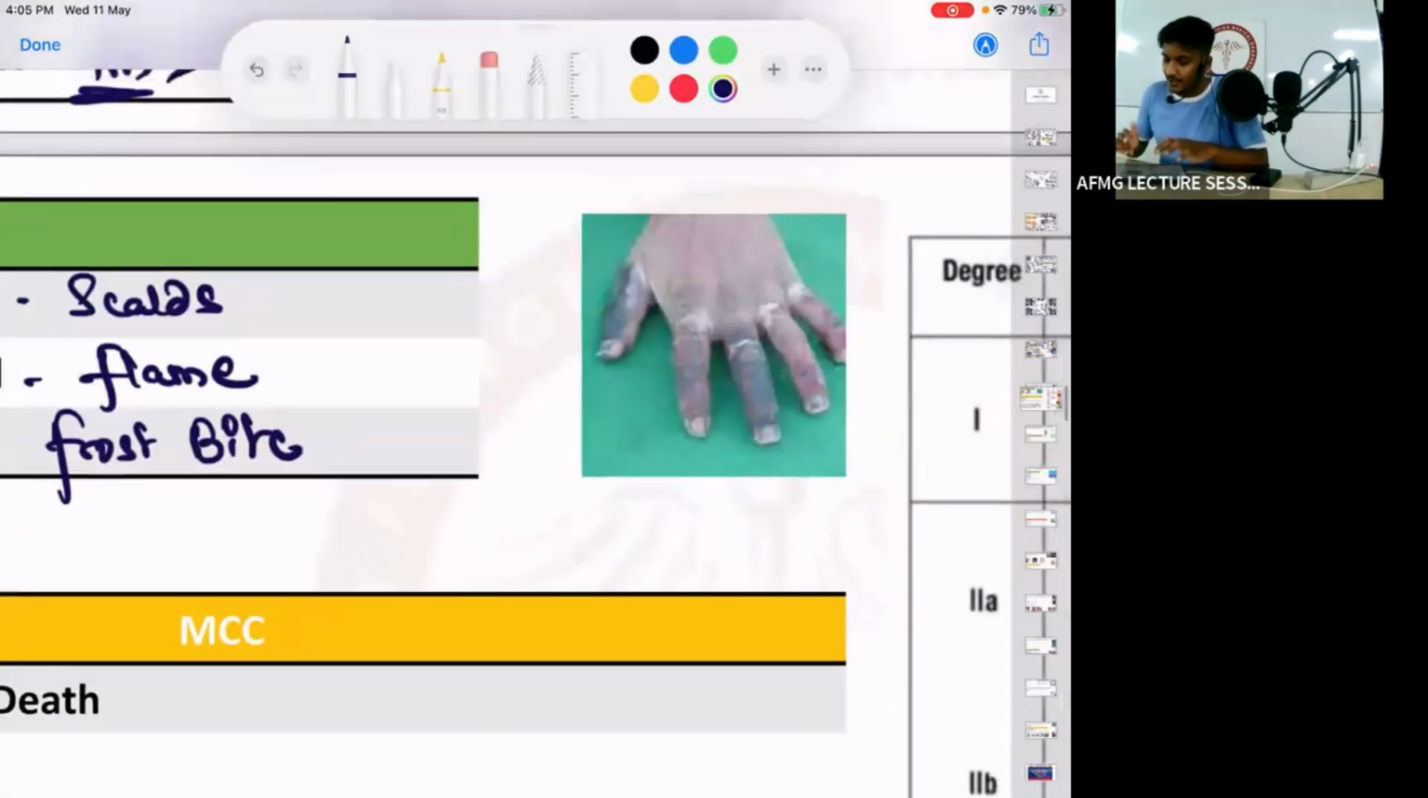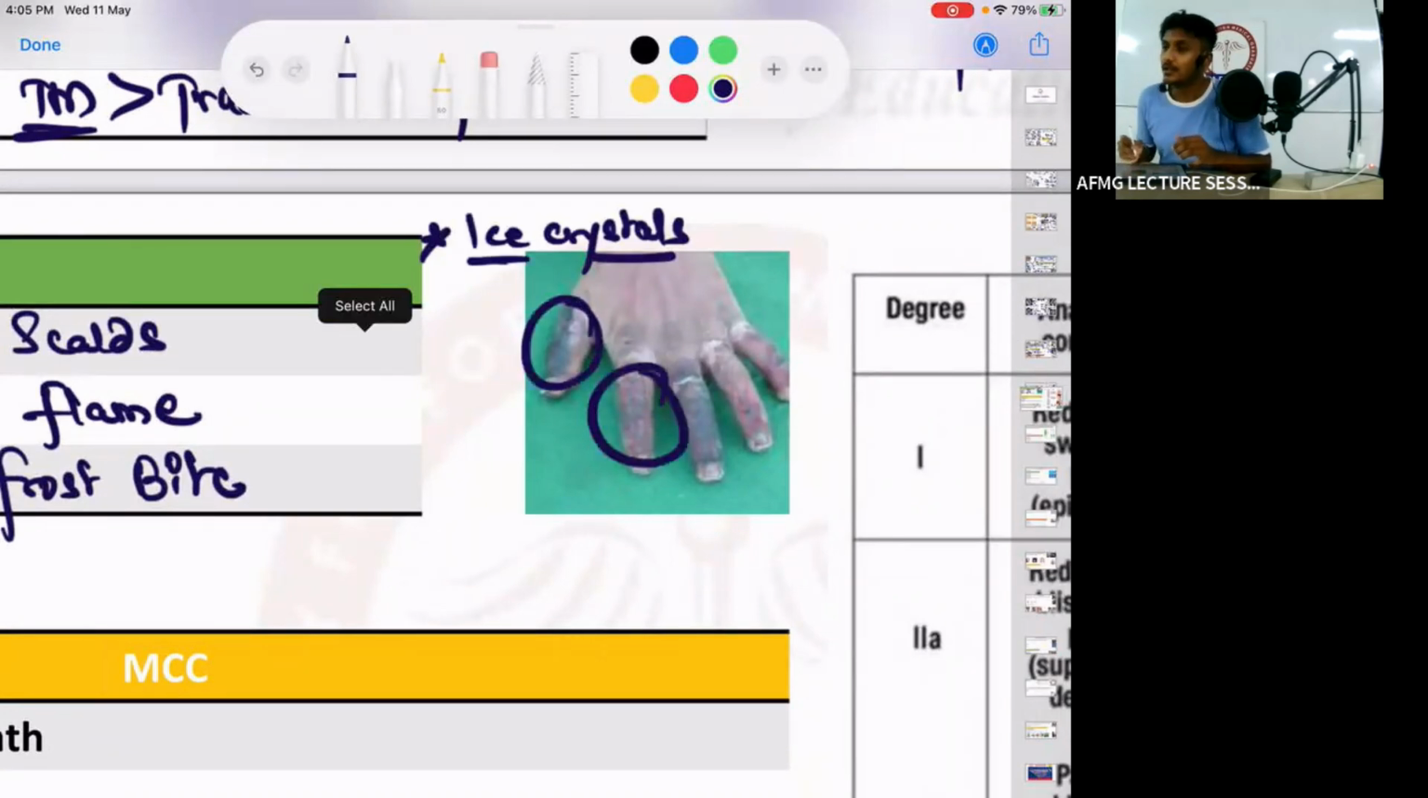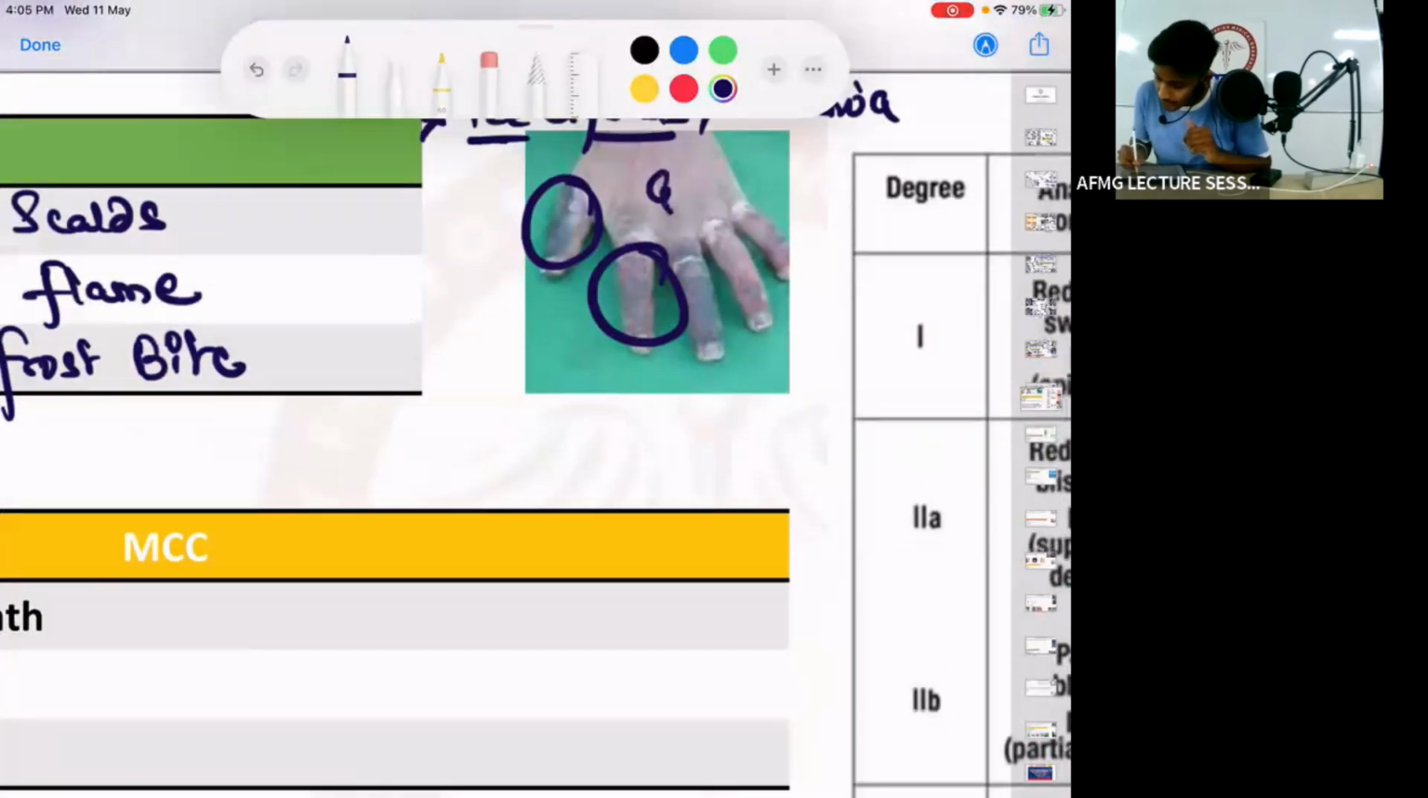In frostbite, you can see there would be formation of ice crystals within the tissue. Along with that, the blood supply would be impaired to the part, and therefore the fingers will have gangrene. There would be bluish discoloration which can further progress to gangrene. So two important features: first, formation of ice crystals, and second, ischemia, causing gangrene in the patient.